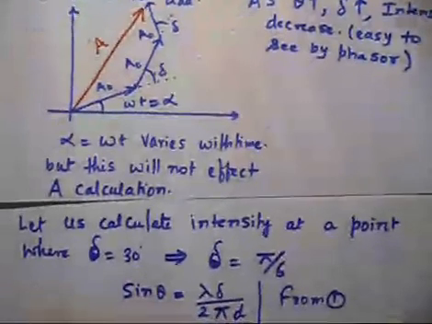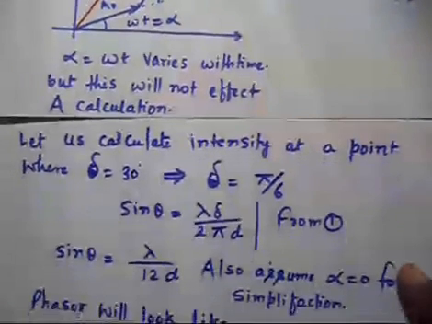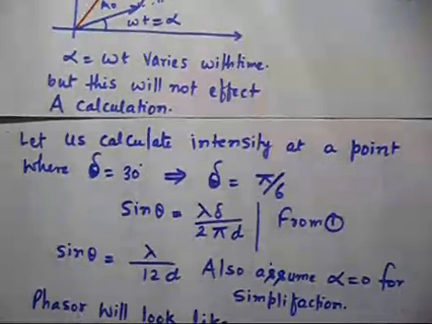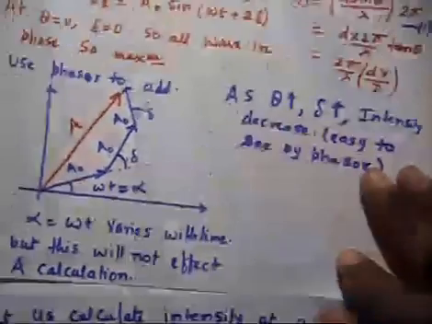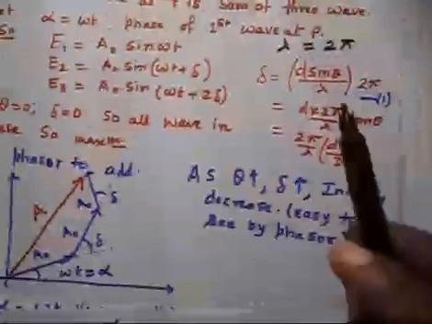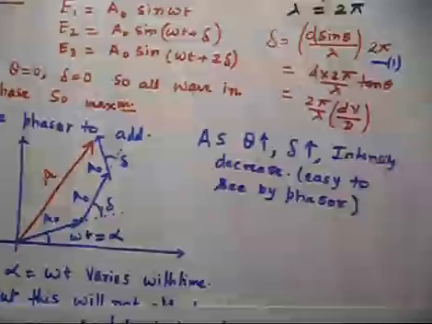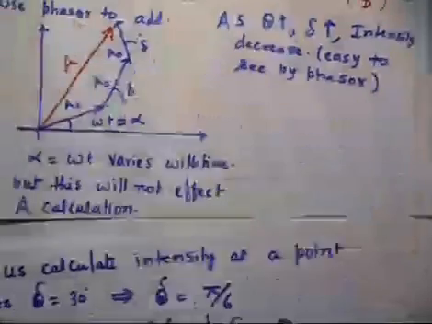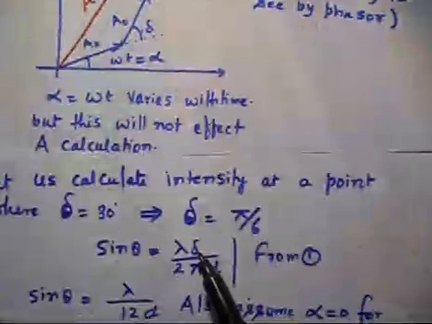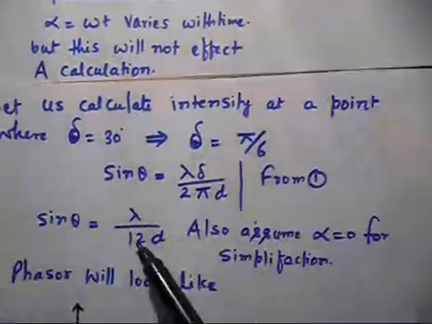Okay, now you see, let us calculate what the intensity will be at the point when delta is 30 degree. So delta is 30 degree, this means delta is pi by 6. So from here, what is sin theta? Delta is d sin theta by lambda into 2 pi. If I use this formula, I can find sin theta is lambda into delta divided by 2 pi into d. Now I am saying delta is pi by 6. So if I put this value, sin theta comes out to be lambda by 12d.